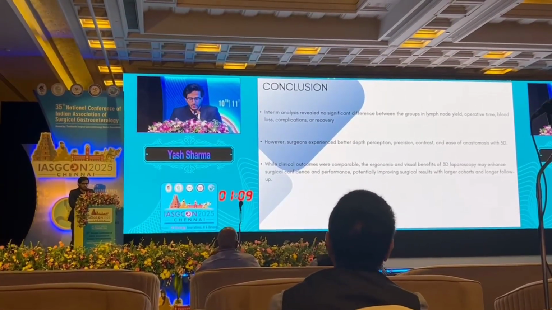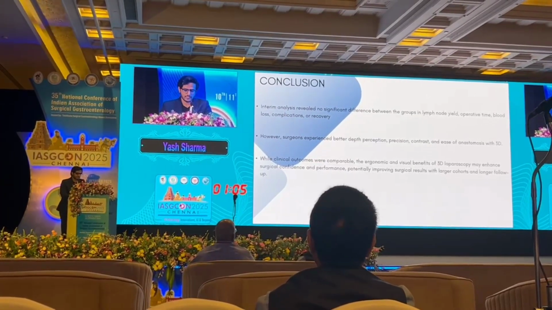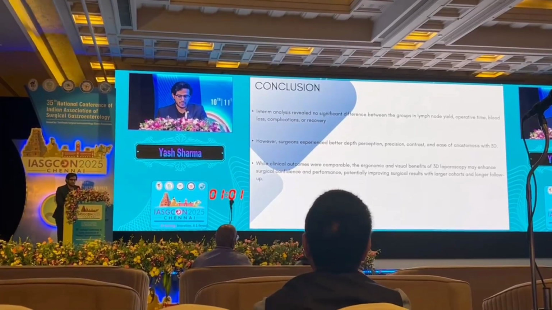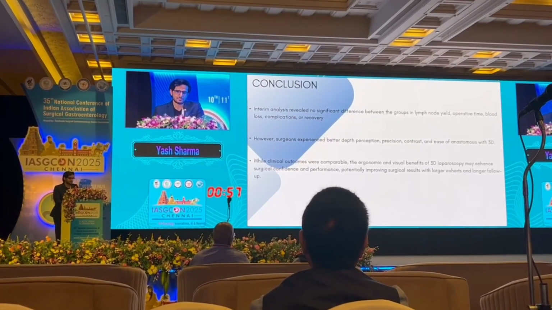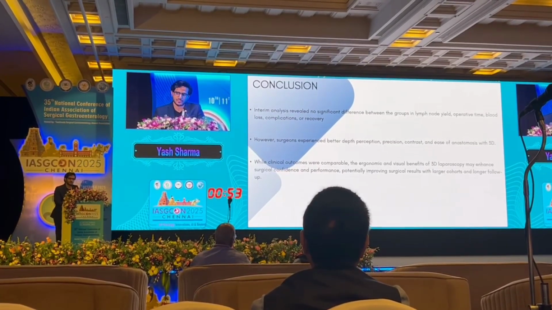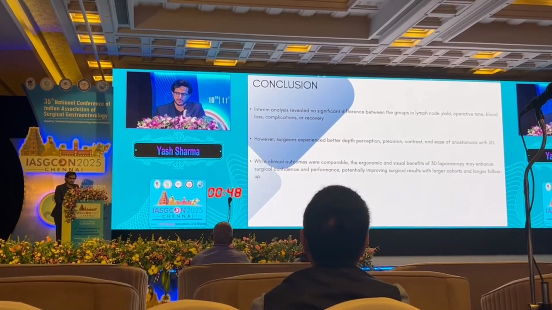So to conclude, an interim analysis of the study revealed no significant difference in the clinical outcomes, be it intraoperative or postoperative. However, with ergonomic and visual benefits of 3D laparoscopy, surgical performances can be enhanced, and it can potentially improve the patient outcomes and the surgical outcomes with larger cohorts and longer follow-ups. Thank you.